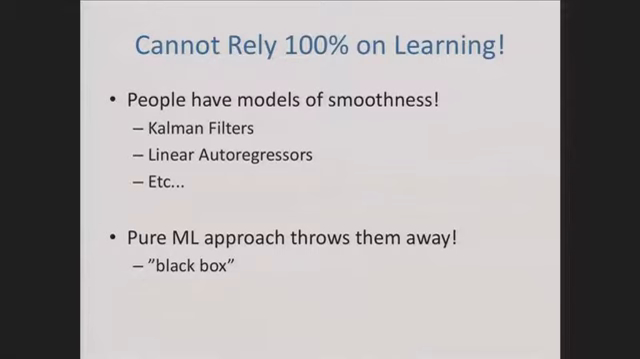OK, so the lesson that I took away from taking a first stab at this particular problem is that in this domain, it's really hard to rely 100% on learning-based approaches, right? And in fact, people do have models of smoothness, such as Kalman filters, linear autoregressors that are regularized to ensure smoothness, and so on and so forth. And a purely black box machine learning approach just throws them away. Question. Yes?